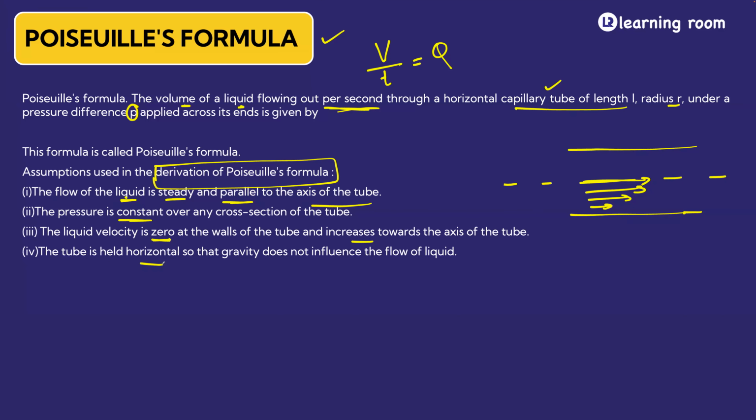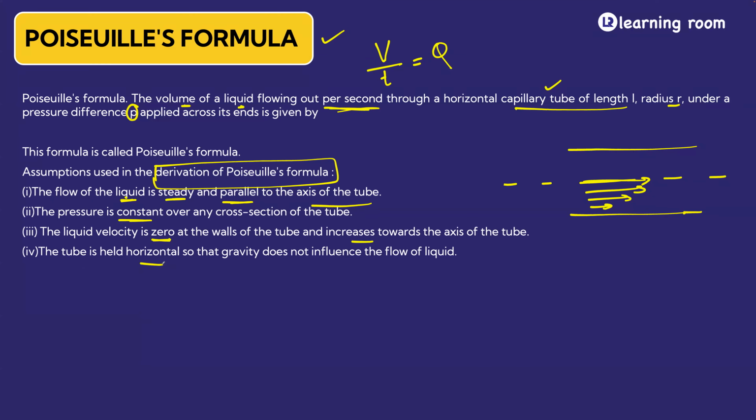Here, when we say pressure difference, the pressure difference could have been created because of gravity also. If you take liquid in it, if you're going to keep it like this, what should have happened? The liquid is falling under the influence of gravity. Here, they are saying the effect of gravity is zero. So that is the meaning. The tube is held horizontal so that the gravity does not influence the flow of liquid.